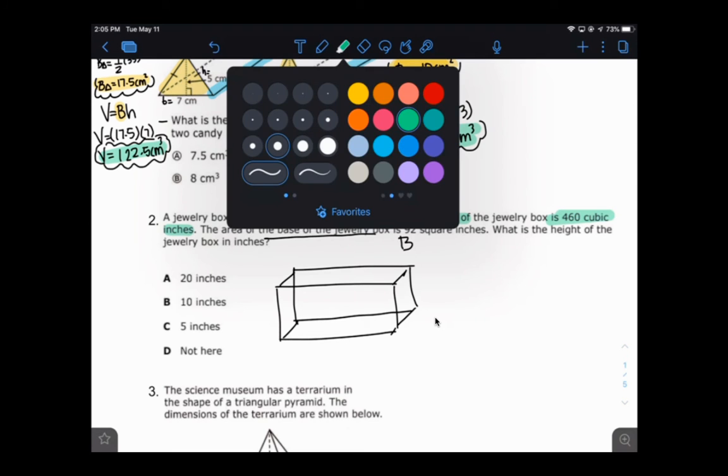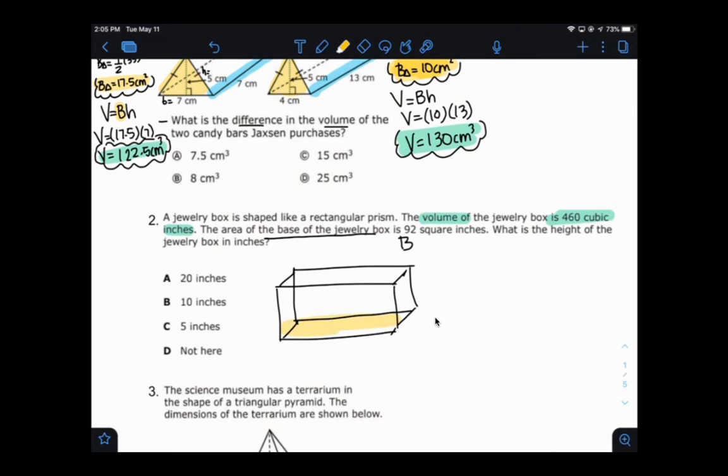area of the base, which we usually have to figure out, right, like the area of the base of the jewelry box right there, the B is 92 square inches. They're saying the volume, which is what fits in here, right? The volume is equal to 460 cubic inches, right? And what we're missing is the height right there, right? So you go, okay, well, I need to work backwards, right?